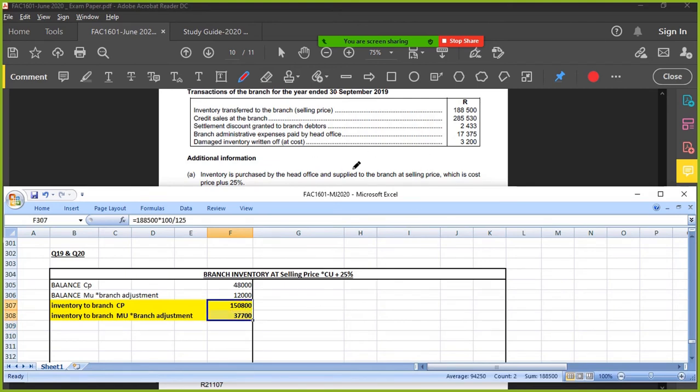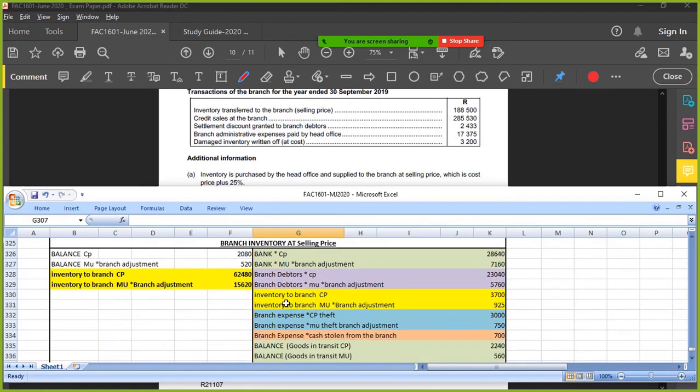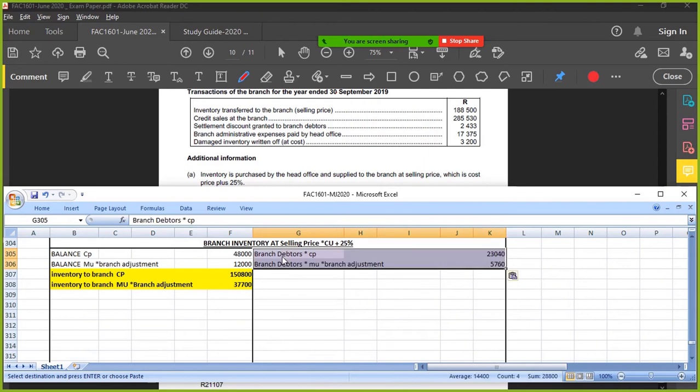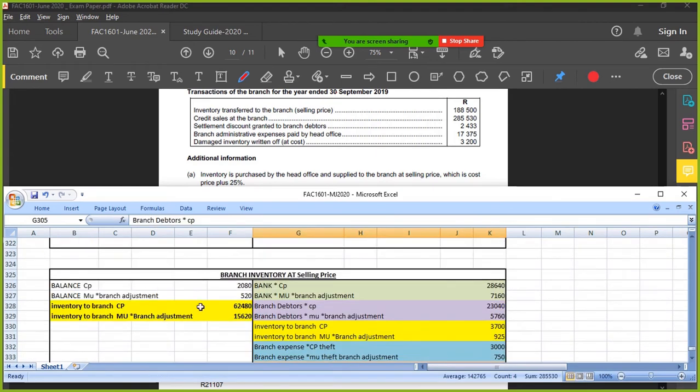Next. Credit sales to the branch. Which side? Credit sales, credit. Good. So sales, branch debtors. There we go. Same as before. We need to show the amounts. Notice even the formulas are the same. Do you see that? Yes. So you could probably use one of these templates and you could do your exam with it. Just putting it out there. Do what works. I mean, look, this is working.